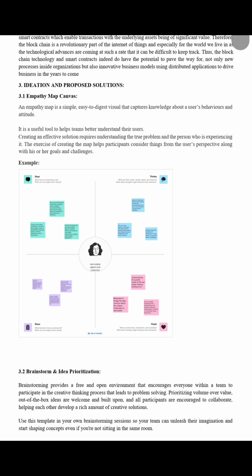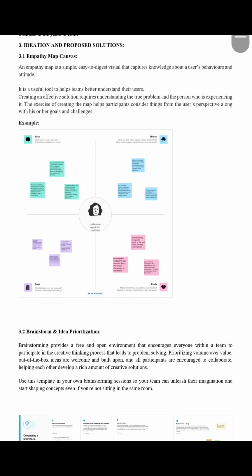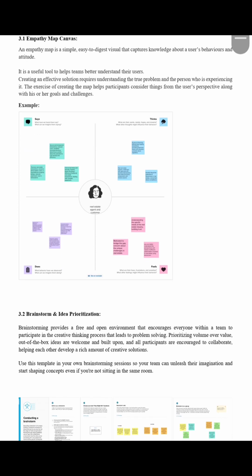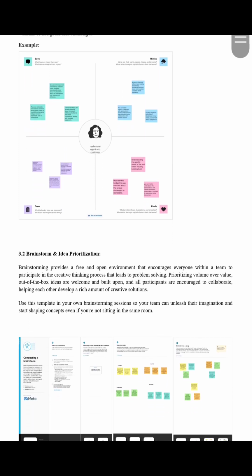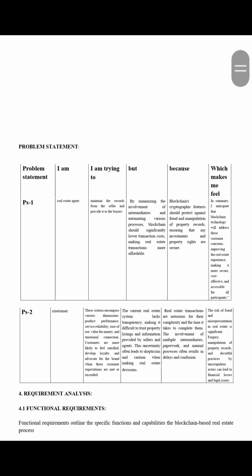Here are some images that show the empathy map and brainstorming of the real estate system using blockchain technology. Next, we go through the problem statements faced by both the real estate agents and the customers. The functional requirements of the real estate system using blockchain technology are property registration, property transfer, property query, contract validation, ownership verification, and multi-signature support.